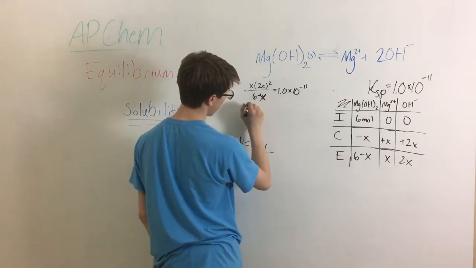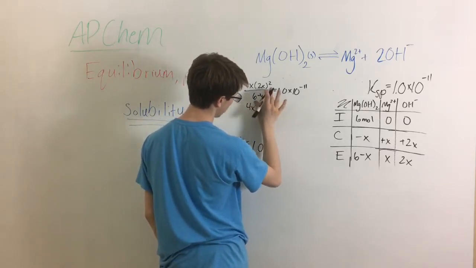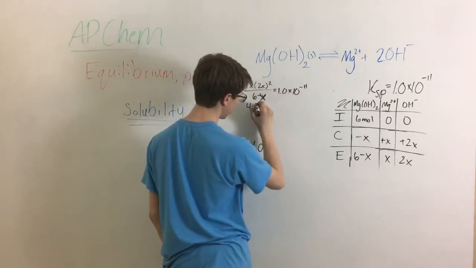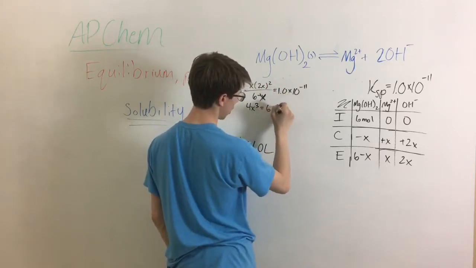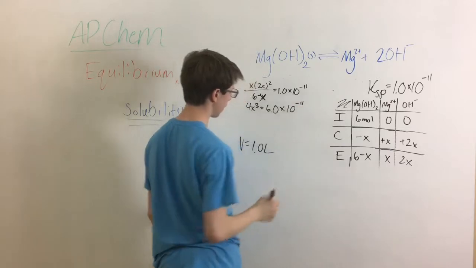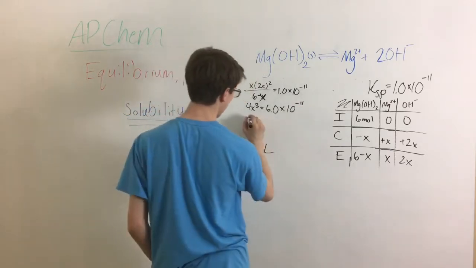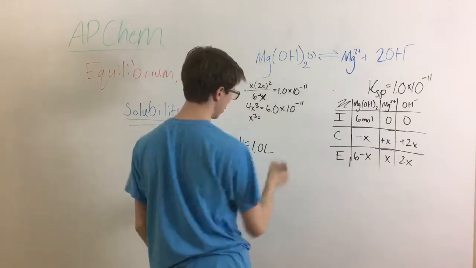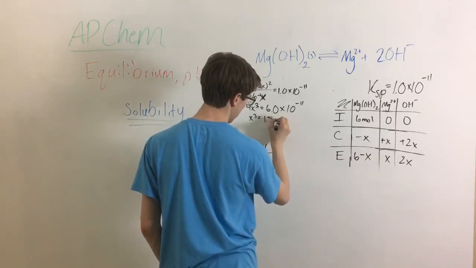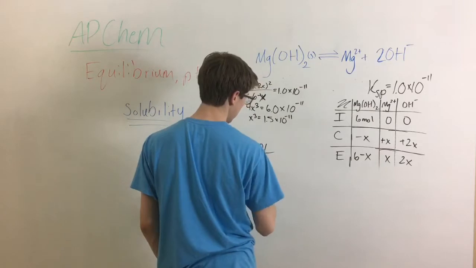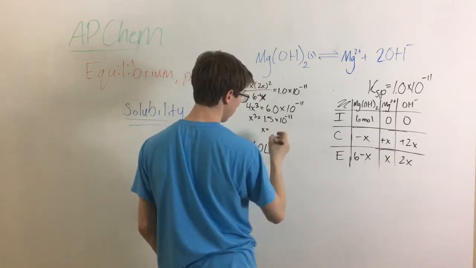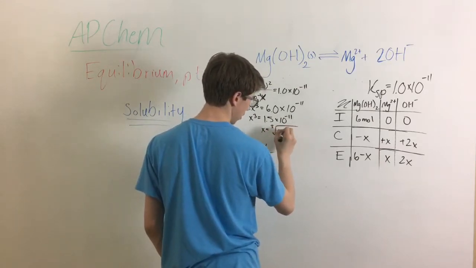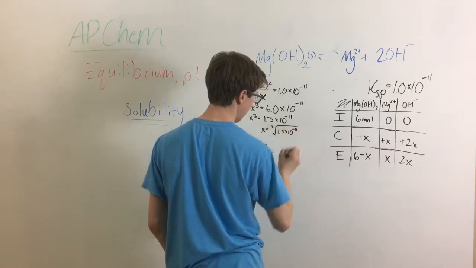So we end up with 4x squared times x, which is x cubed, is equal to 6 times 10 to the negative 11. Now we divide by 4, and we're left with x cubed is equal to 6 over 4, which is 3 over 2, so that's 1.5 times 10 to the negative 11. So then x is equal to the cube root of 1.5 times 10 to the negative 11.